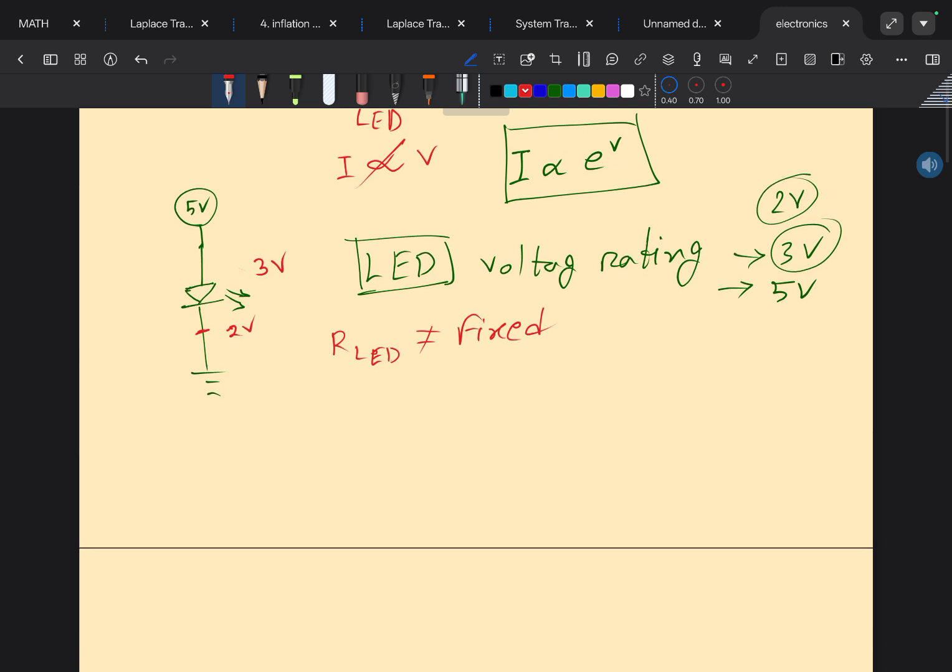An LED also has current ratings, suppose 20 milliampere or 10 milliampere. This is the maximum current rating. So if we pass more than this amount of current, the LED will burn.